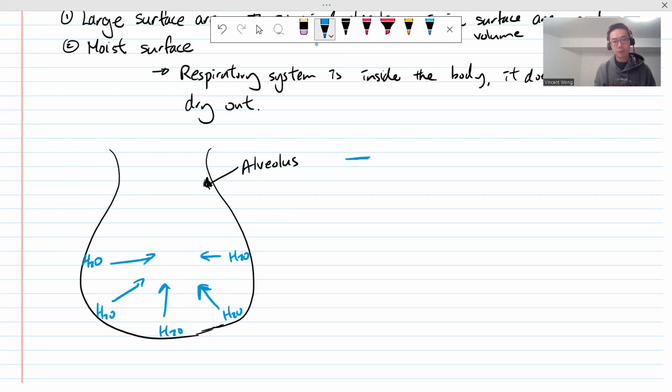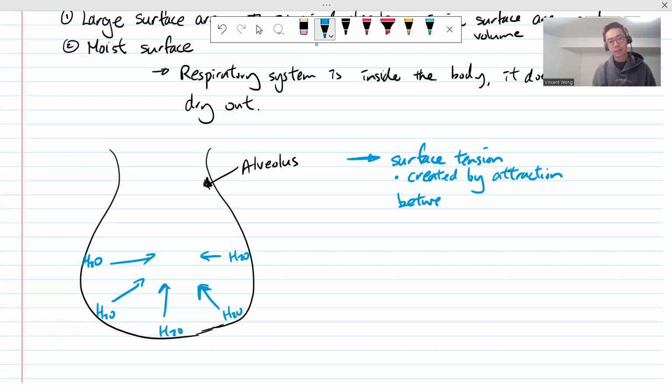Okay, so this blue force, that's the surface tension created by attraction between H2O. Okay, because they are polar.